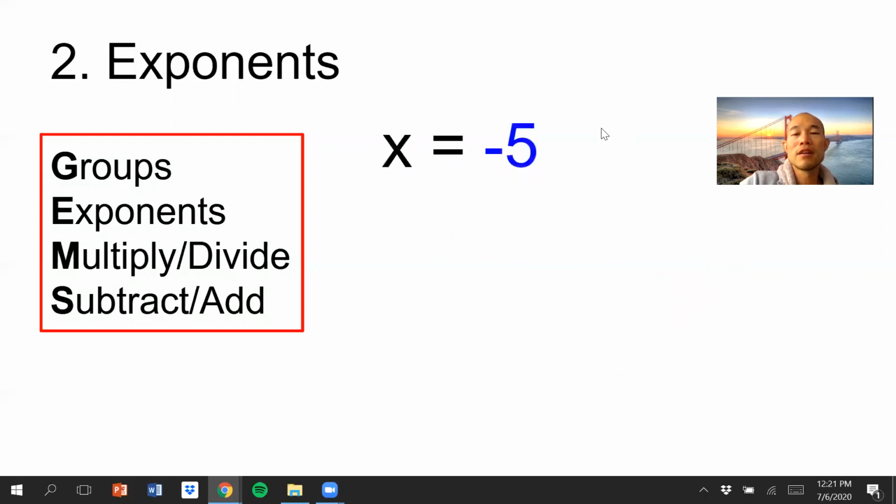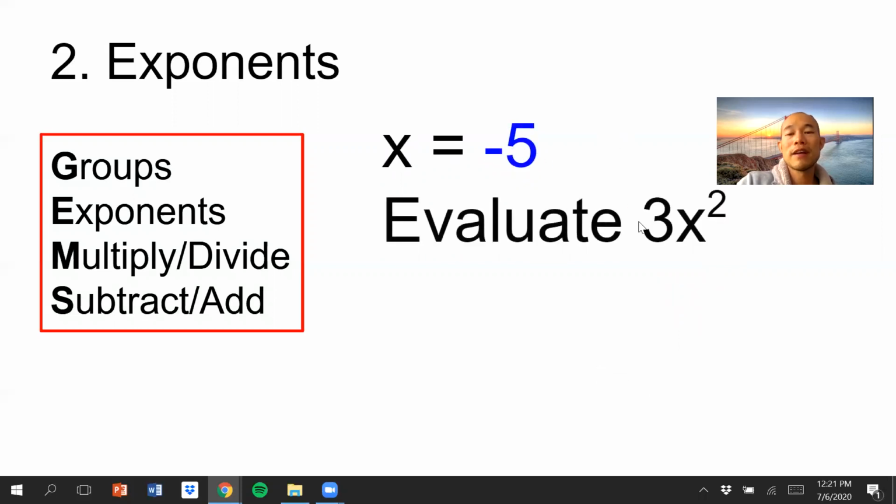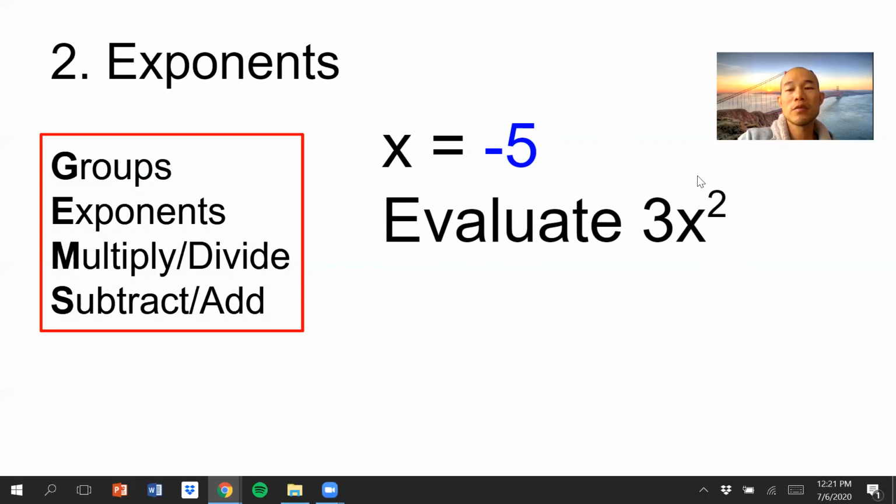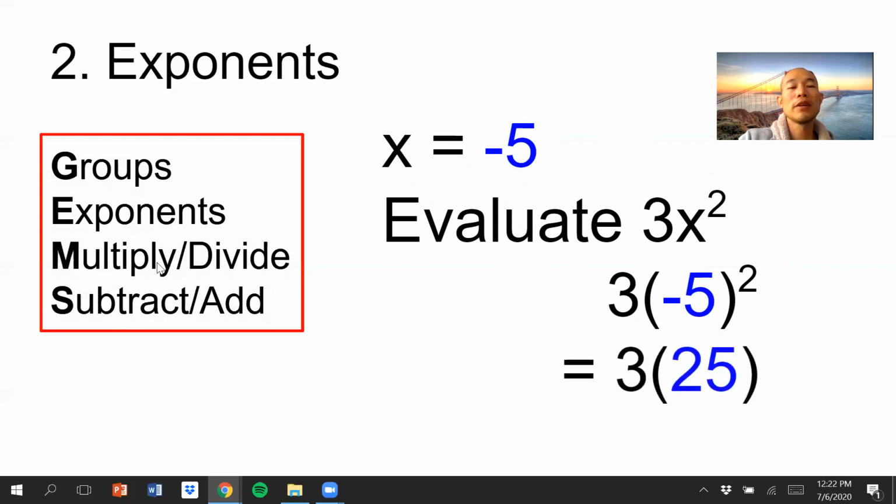Let's try a little bit of a harder example. X is still -5, but we want to evaluate 3x squared. So we're going to input our -5 in for the x. And the question is, are we going to multiply 3 times -5 first, or are we going to take -5 and square it first? According to GEMS, we have to do the exponent first, -5 squared, to get 25. Then we can multiply it after by 3 to get 75 for our answer.